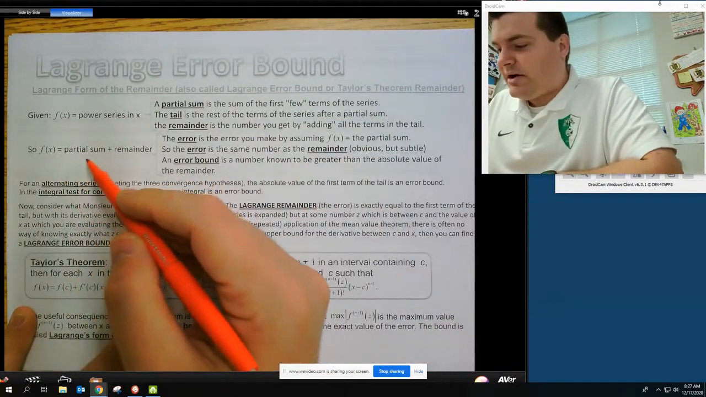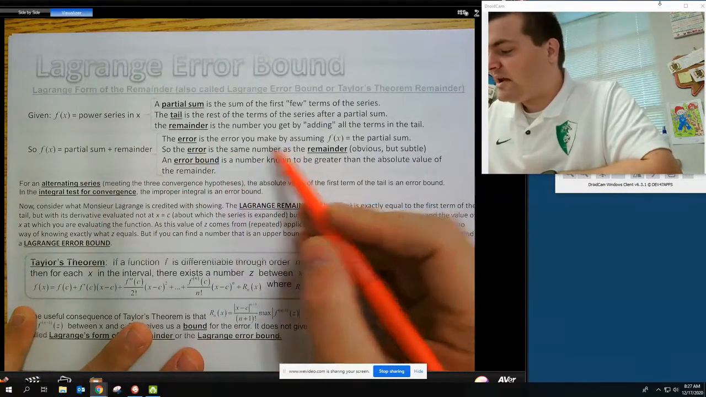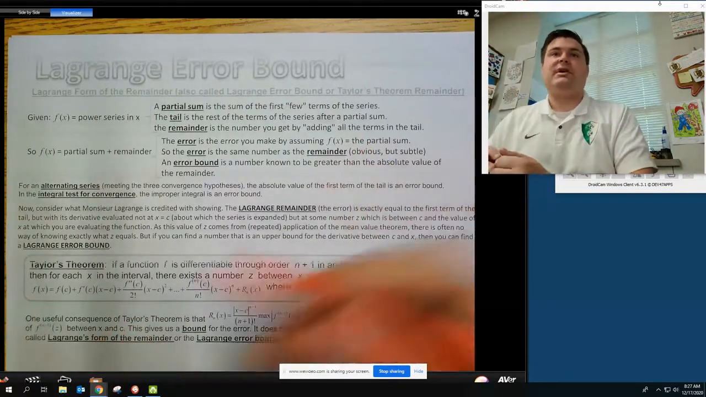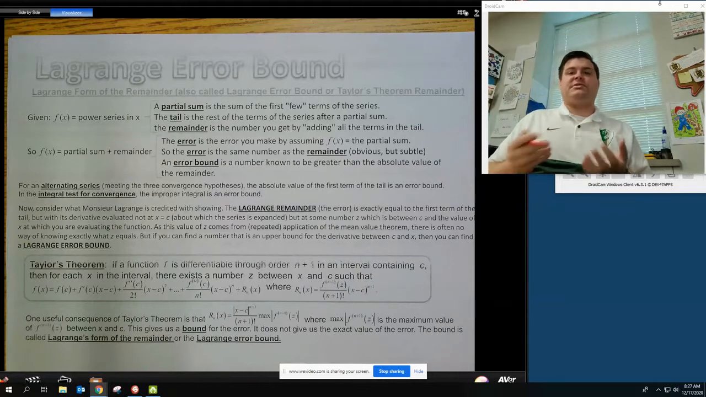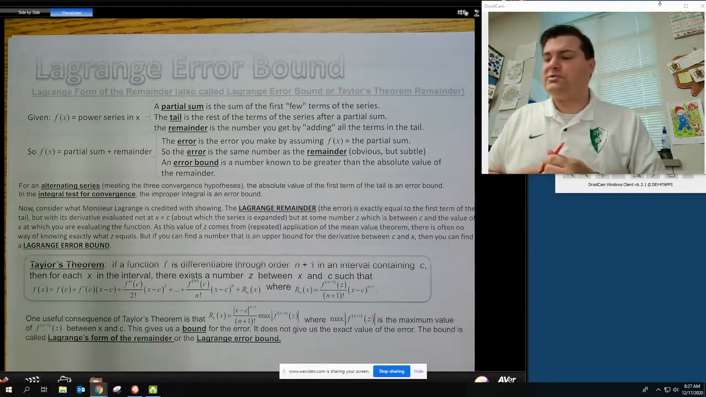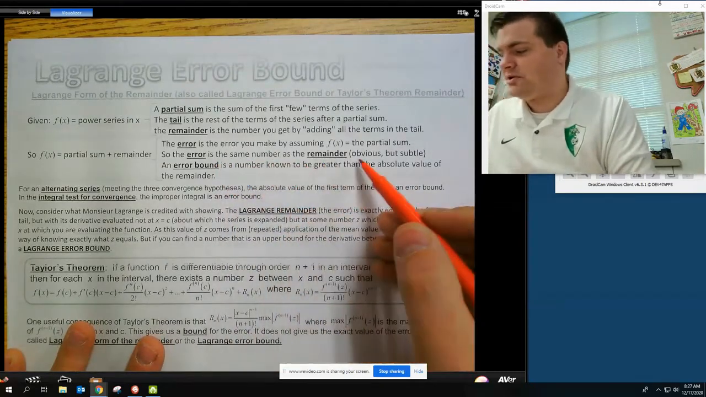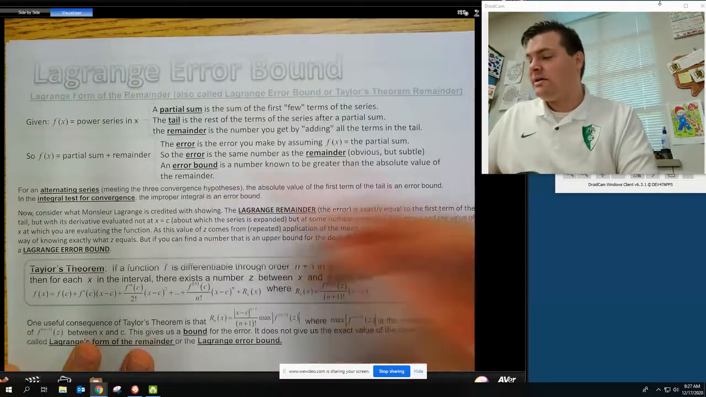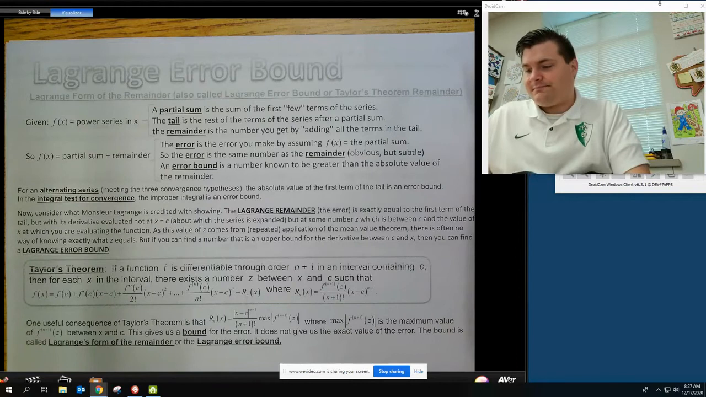If you take the partial sum plus the remainder, then the error is the error you make by assuming that f of x is the partial sum. If we find just a partial sum and say, that's good enough for me, you can get a pretty close approximation to what the actual sum is. So the error is the same number known as the remainder. The error bound is the number known to be greater than the absolute value of the remainder.